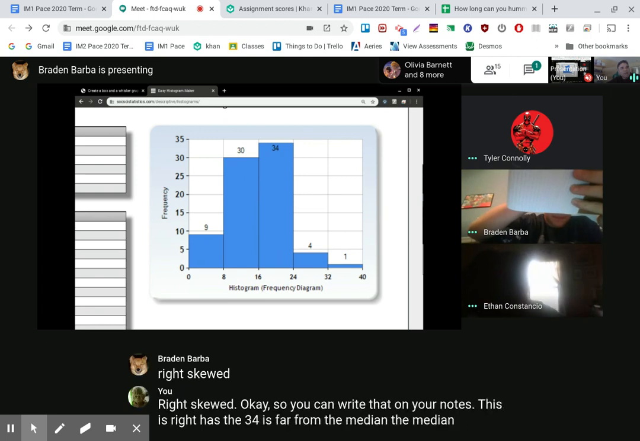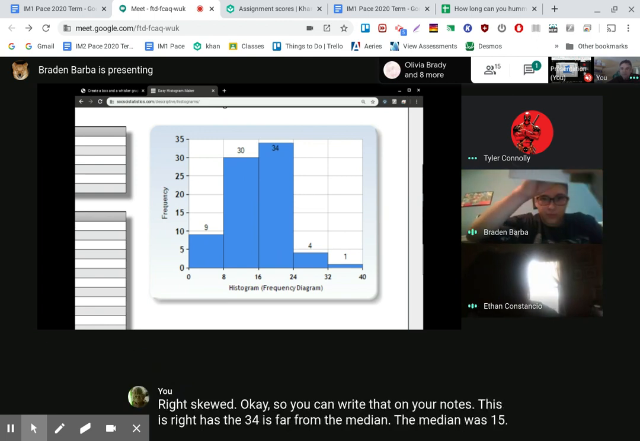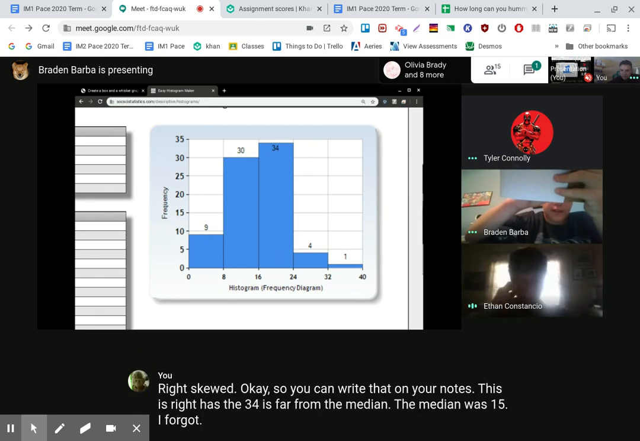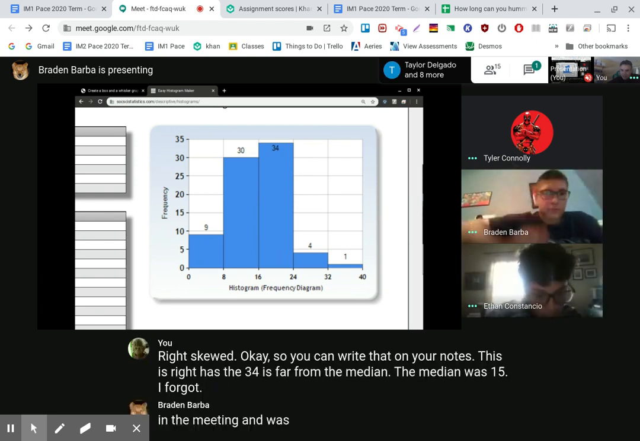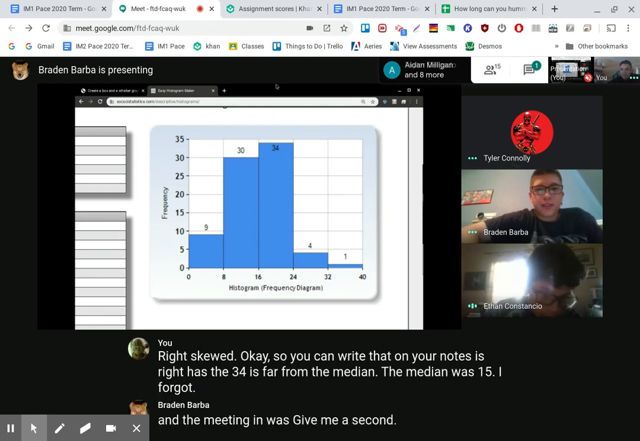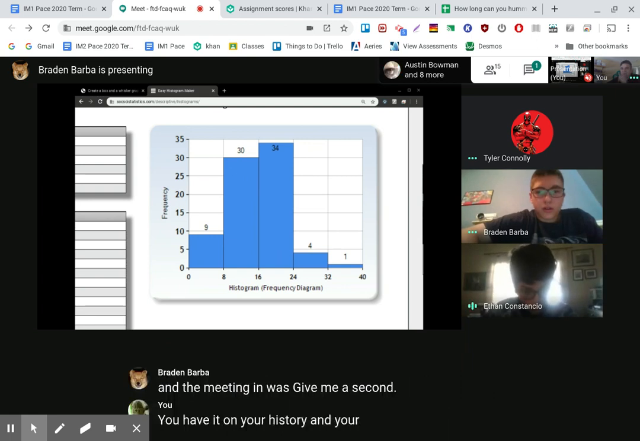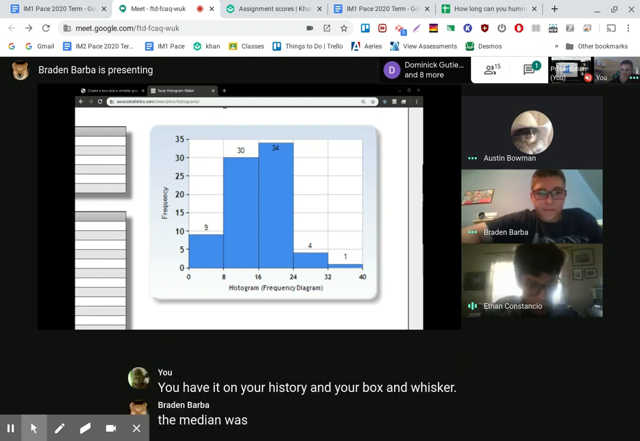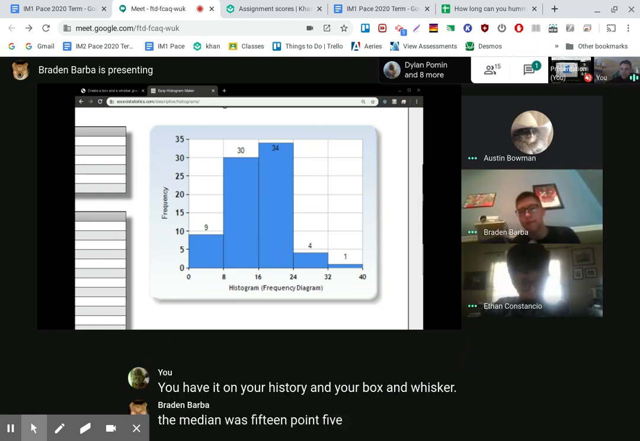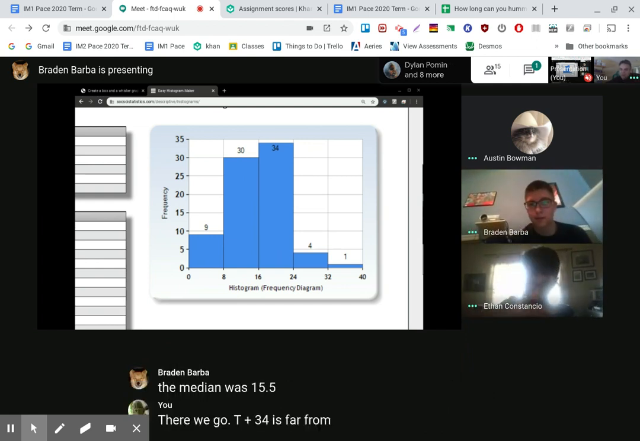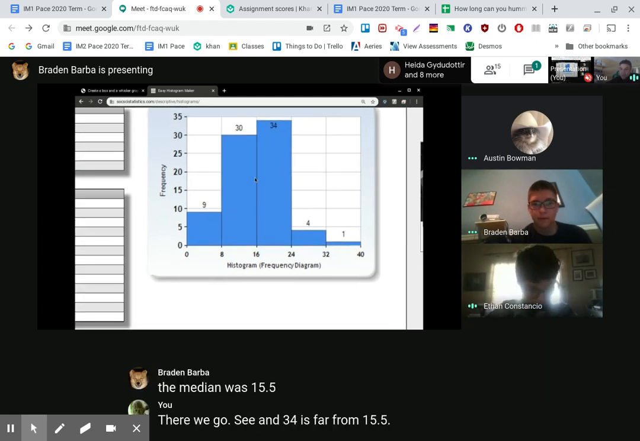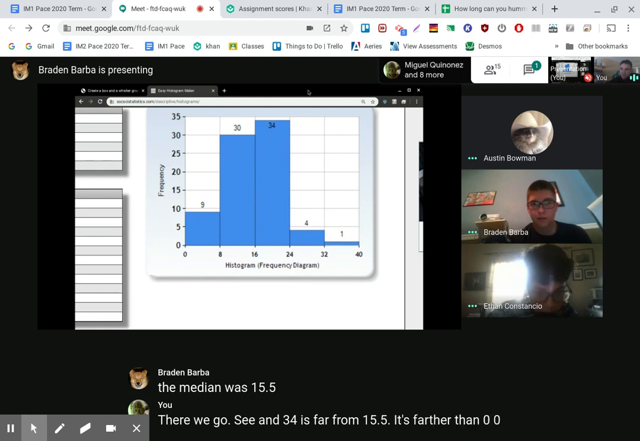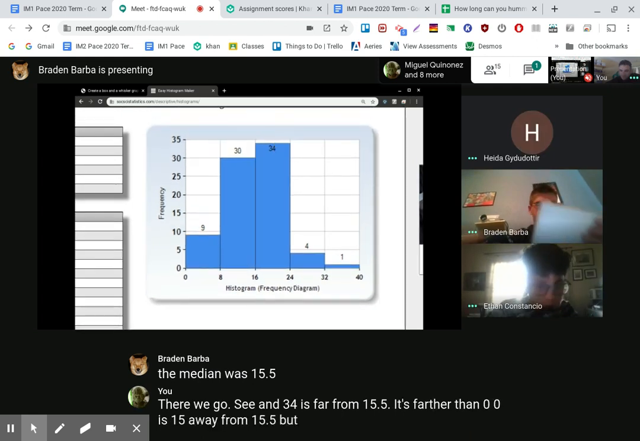The median was 15, I forgot. The median was, give me a second. You have it on your box and whisker. The median was 15.5. There we go. See? And 34 is far from 15.5. It's farther than 0. 0 is 15 away from 15.5, but 34 is farther.